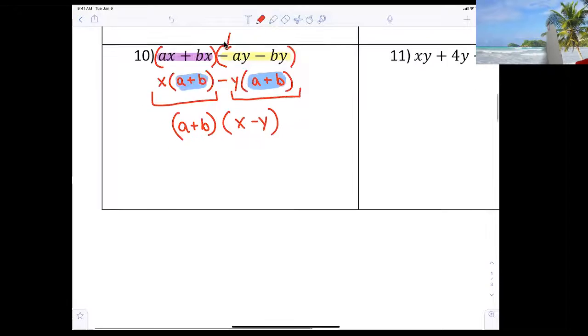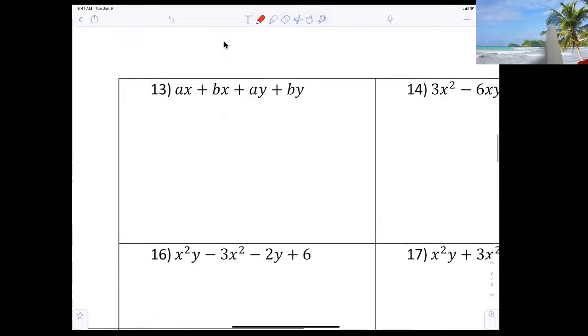All right, now let's drop down one more. So again, everybody do grouping. First two and the second two. Now you should know whether or not you're getting it. So what is common here? So we write down X, and then you tell me what was left behind. A plus B.